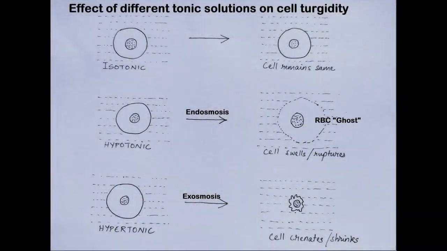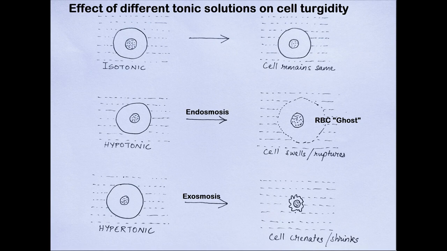solution. When cells are placed in an isotonic solution, they remain the same as there is no net movement of solvent into or out of the cells. However, when cells are placed in a solution which is hypotonic to them, the cells will begin to swell as there is net movement of solvent into the cells. This process is known as endosmosis.